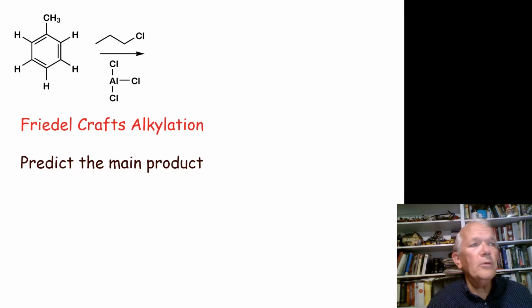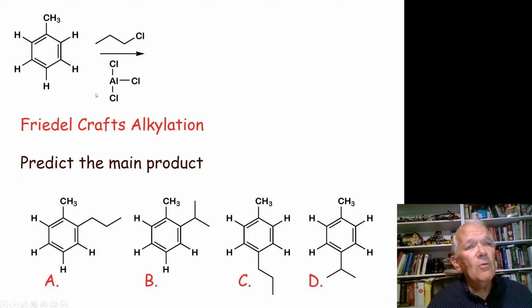In this video, we're going to discuss Friedel-Crafts acylation. But before we get there, I want to take a brief look back at the alkylation process that we've discussed before. So here's a reaction. We have toluene and we want to add this propyl group. We have our aluminum trichloride product. What are we going to get?